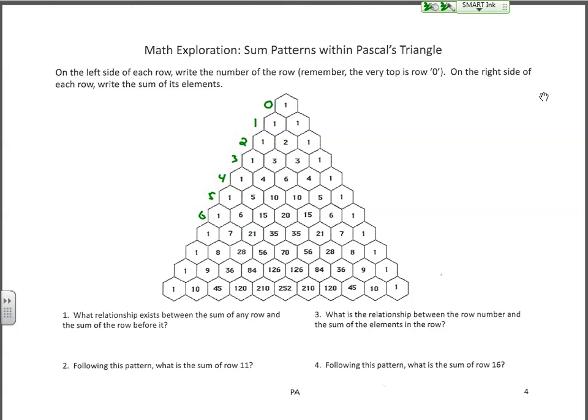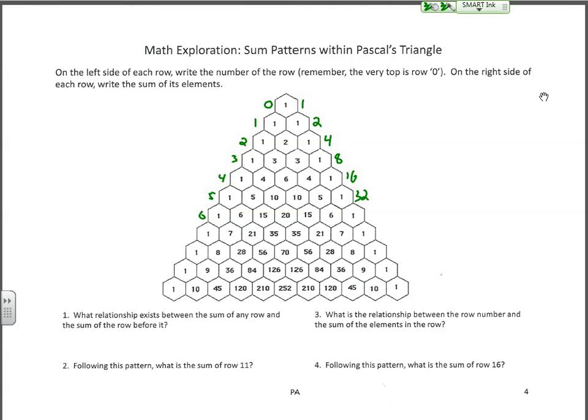you're going to be writing the sum of the elements, and the elements are the individual numbers within that row. So row 0, 1 is just itself. Row 1, 1 plus 1 is 2. Row 2, 1 plus 2 plus 1 is 4. Row 3, 1 plus 3 plus 3 plus 1 is 8. Row 4, the sum of those is 16. Row 5, we get 32, and so on.